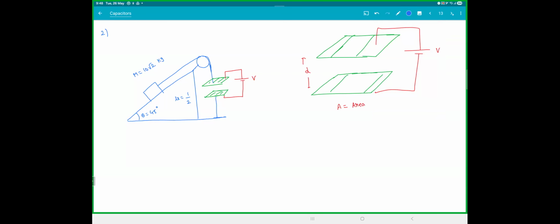So the question is, find, I can give you numbers here also. Find the voltage of the battery if the system is at rest.